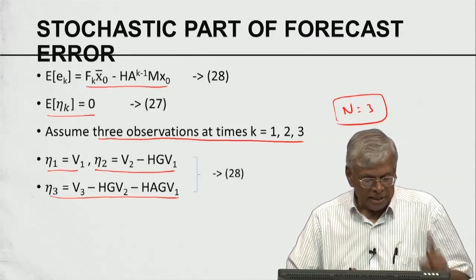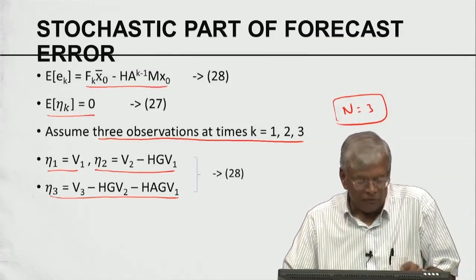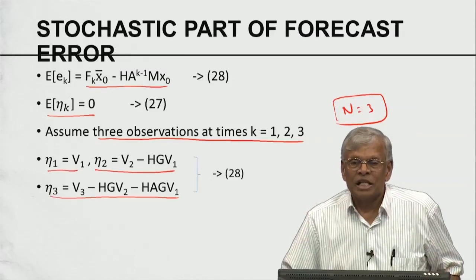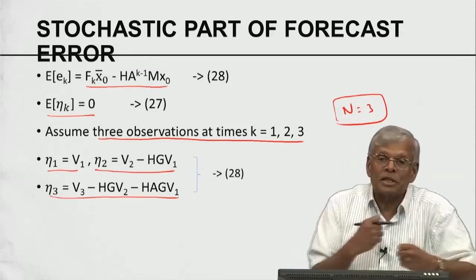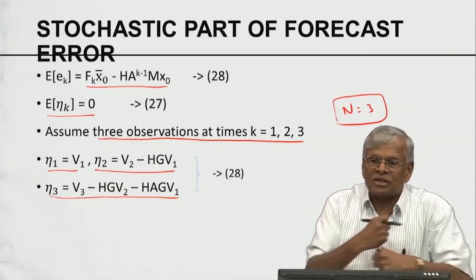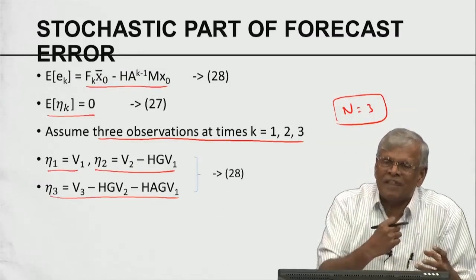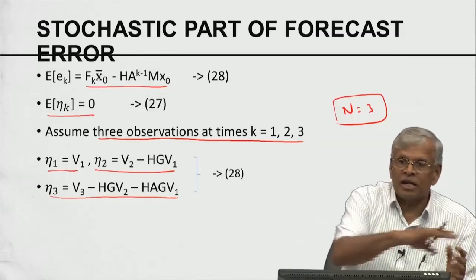Look at this now. Eta 1 depends on V1, eta 2 depends on V1 and V2, eta 3 depends on V1, V2, V3, eta 4 will depend on V1, V2, V3, V4. So this means etas are correlated. It is this correlation that makes the 4-D Var scheme a little defective, in the sense they have not taken the entire weight function that accounts for the serial correlation.